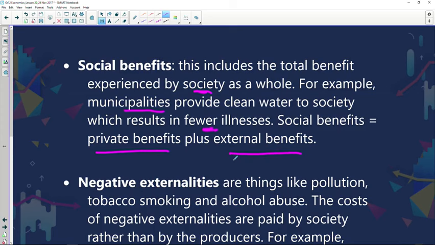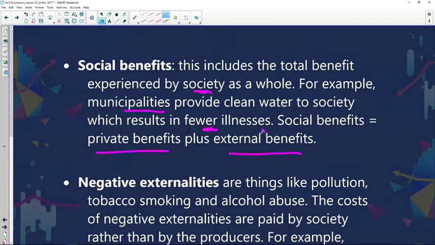So here we benefit as society because we do need water. According to Maslow, when we look at the hierarchy of needs, you've got your basic needs, and water is included in that because we need access to clean water in order to survive. So we do benefit by the fact that the municipality will provide us with clean water.